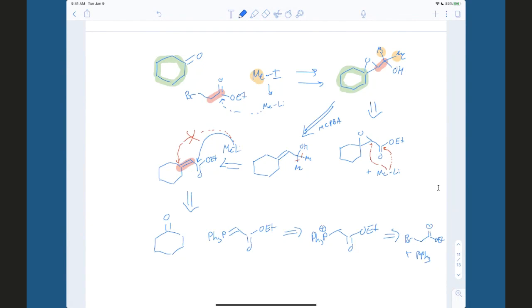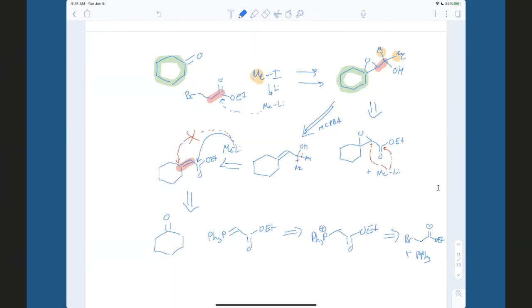Can methyl iodide stay as methyl iodide, or should we do a halogen swap to get methyl lithium? If I give you methyl iodide, I want to see you add lithium to this to make the methyl lithium, or add magnesium to make the methyl Grignard.